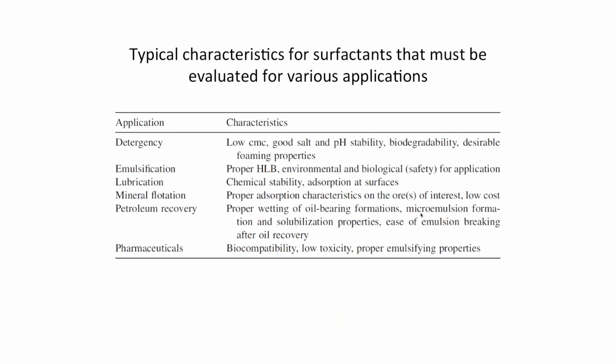A typical surfactant and its characteristics are based on the application. For example, when we talk about detergency, we are concerned with the critical micelle concentration and stability in different pH and salt conditions, and biodegradability. Emulsification is used a lot in the food industry, as well as in different environmental and biological applications, including cleanup and lubrication. We use surfactants and their properties to adsorb on surfaces, metal surfaces, and for chemical stability. In mining, a lot of them are used in mineral flotation, flocculation, and petroleum recovery. A lot of them are also used in emulsification, enhanced oil recovery, and even hydrofracturing fluid. Finally, in pharmaceuticals, they are used as surfactant drug excipients, with emulsifying properties, and are valued for their biocompatibility.